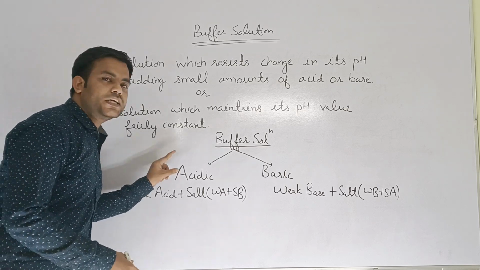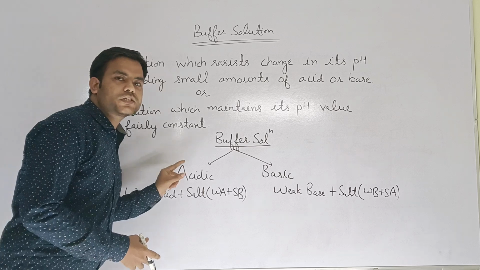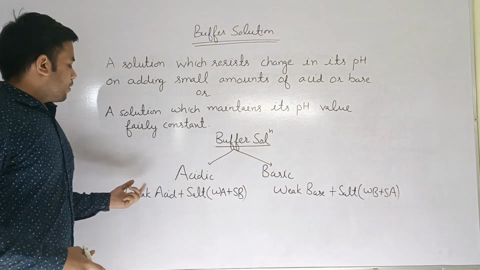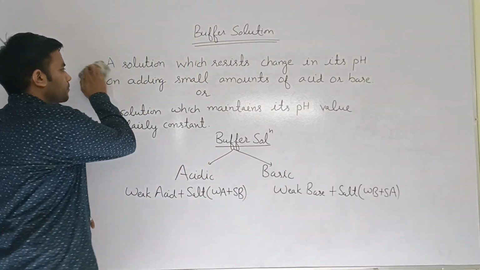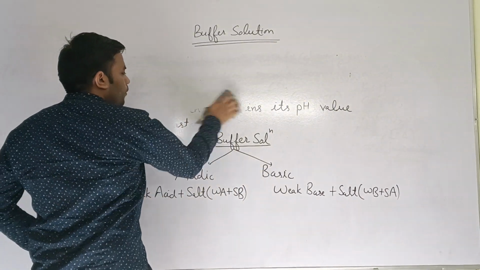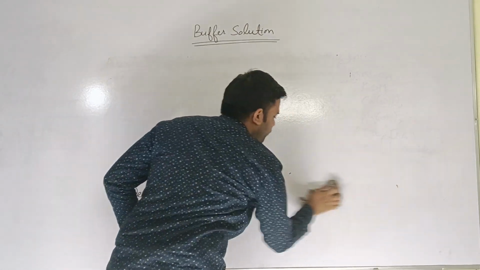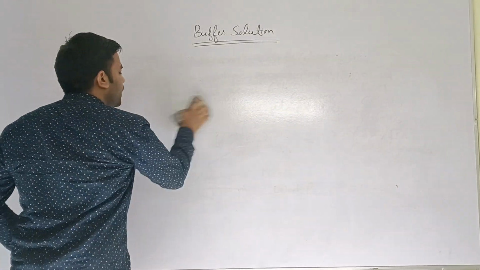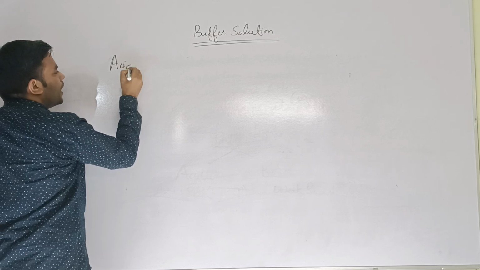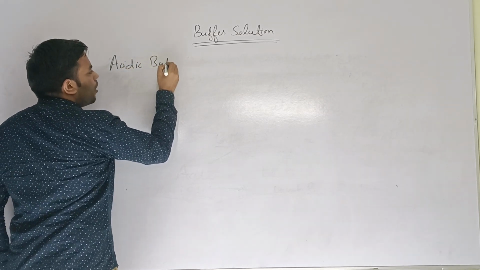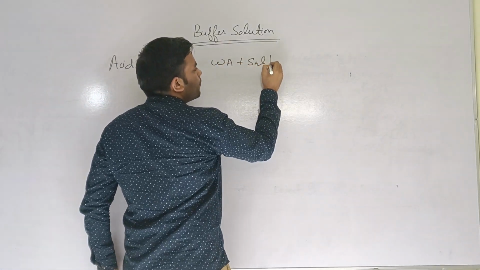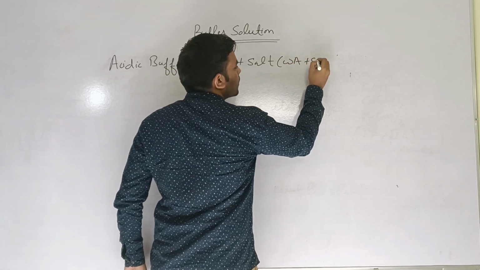Now we are going to study acidic buffer in detail. We are going to see direct and indirect methods of preparation of acidic buffer. Okay, let us continue. We are going to study acidic buffer and how we will prepare it. There are two ways of preparation of acidic buffer, direct method and indirect method. Put the heading acidic buffer. So you know how to prepare acidic buffer? Weak acid plus salt of weak acid with strong base.